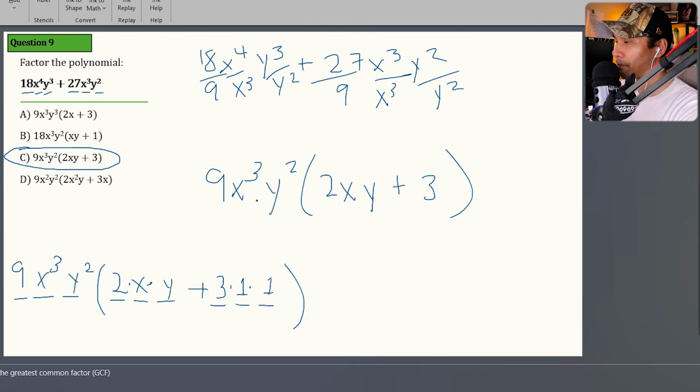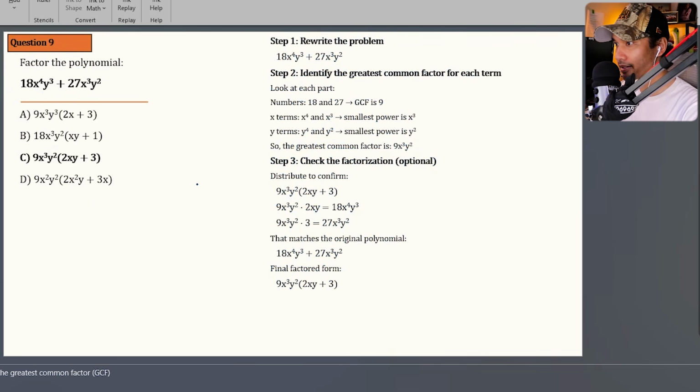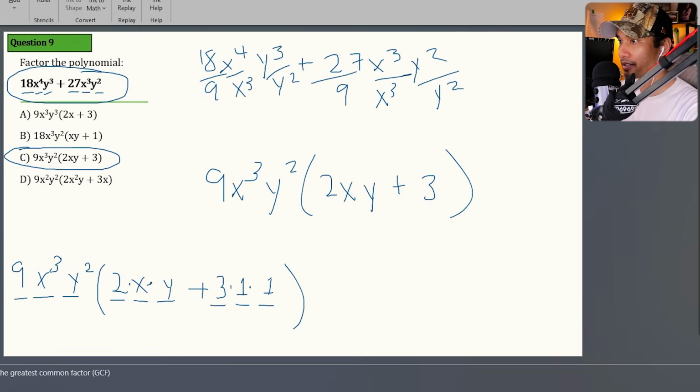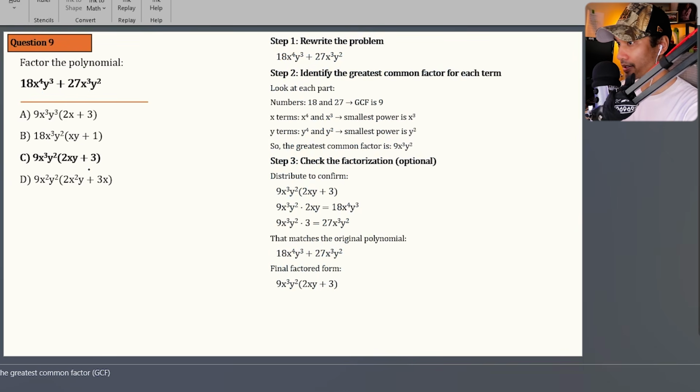And if we multiply everything back in, we're going to get this polynomial. That's all we did. We just took out the greatest common factor from each term. So let's go ahead and see if this is in fact C. And yes, it is C.